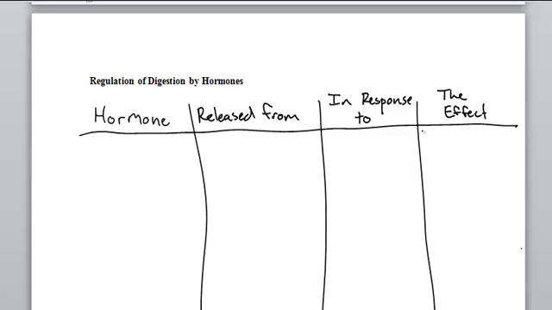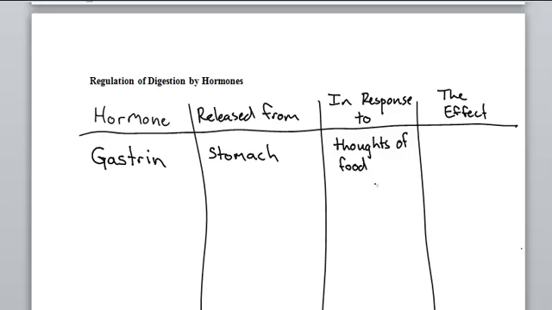So one key hormone in our digestive system is called gastrin, related to the term gastric. So where do you think it's released from? If you said the stomach, you'd be absolutely correct. And this is released as soon as we think about food. So in response to thoughts of food. This is why talking about something like this can make your tummy grumble.